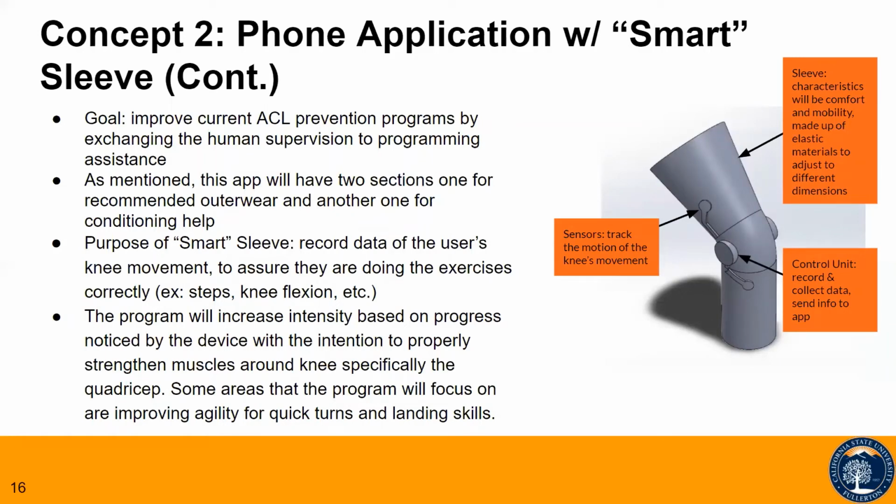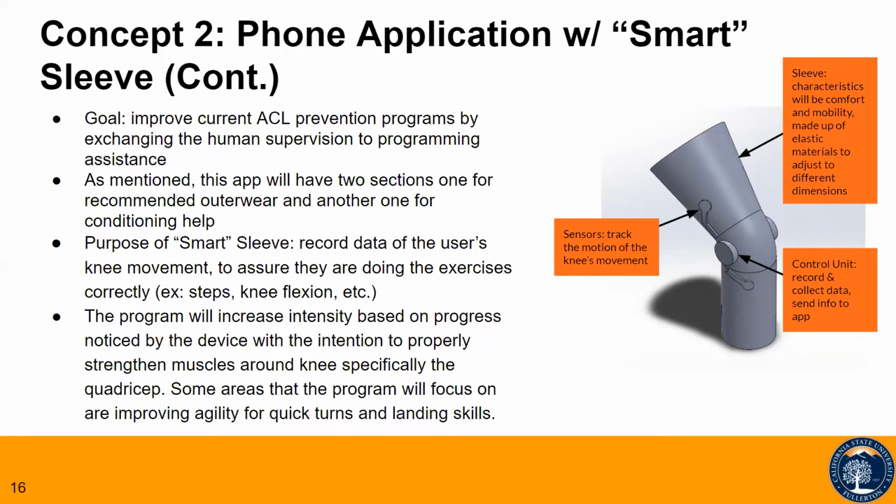Okay, now talking about the smart sleeve itself, the goal will be to improve current ACL prevention programs by exchanging the human supervision for programming assistance. And as mentioned earlier, the app will have 2 sections, one for recommended outerwear and another one for conditioning help. The purpose of the smart sleeve would be to record data of the user's knee movement and to assure they are doing the exercises correctly.